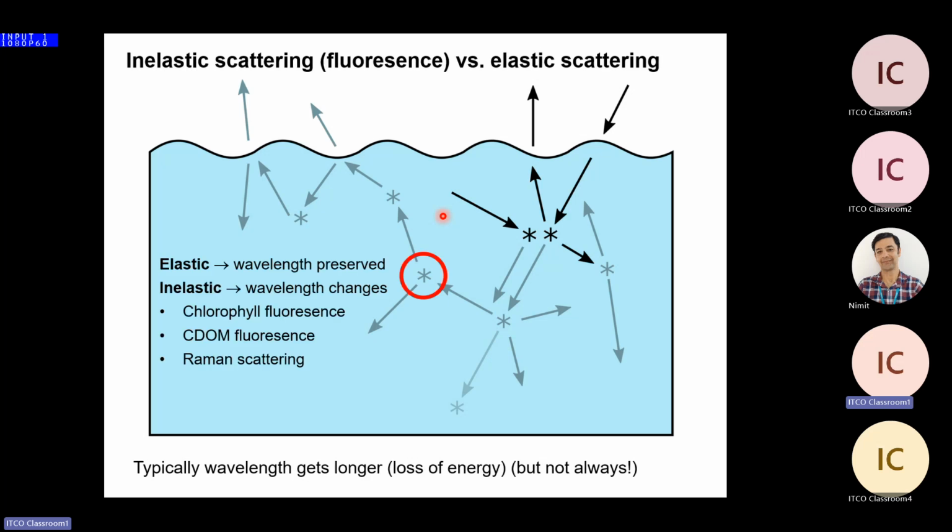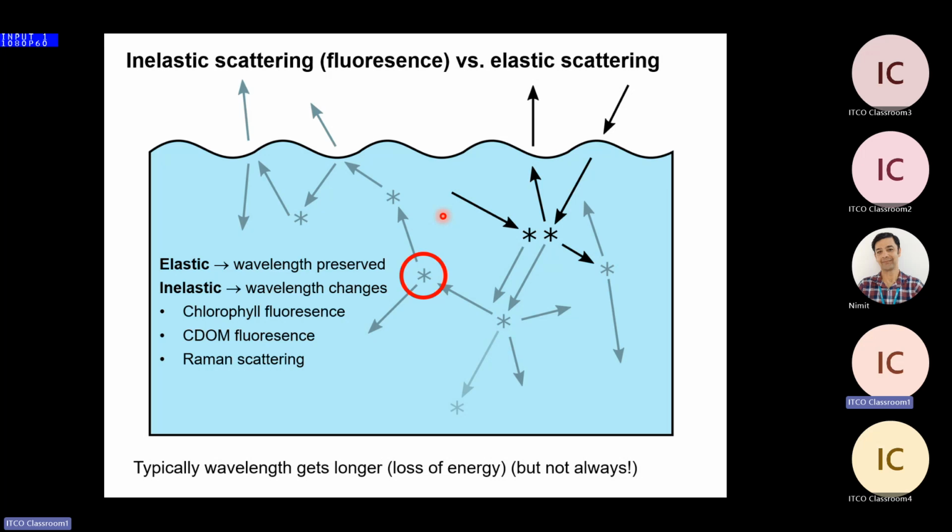And also you can have elastic and inelastic scattering. So the way I've presented it, or the first way you can imagine it, is the wavelength stays the same through all these events. But with inelastic scattering, you can also have a change in wavelength at scattering events. And the kind of processes you have are chlorophyll fluorescence, CDOM fluorescence, and Raman scattering.